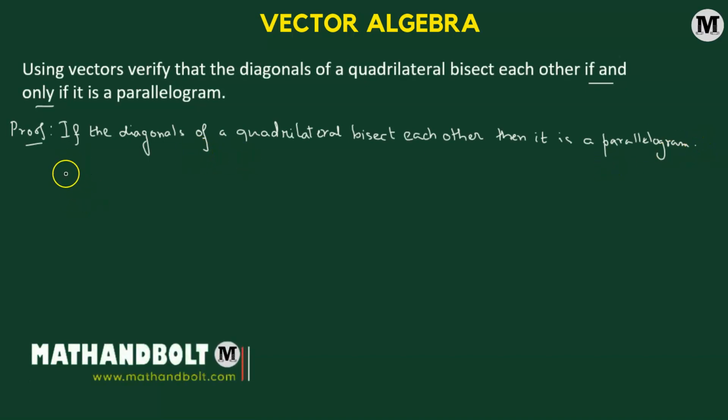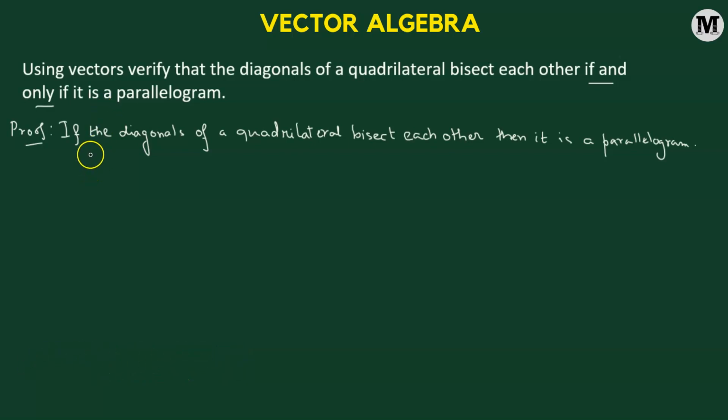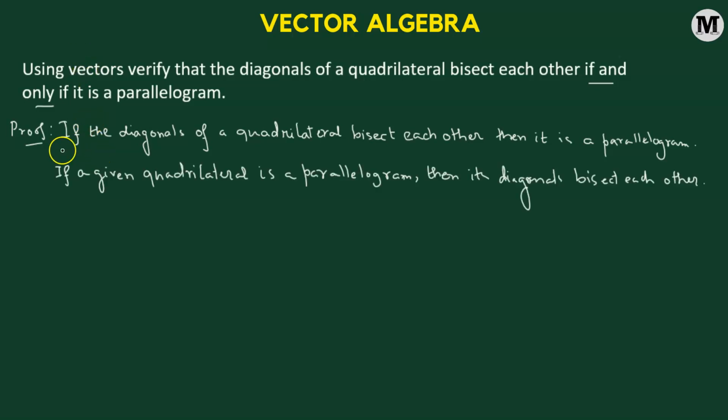We will also need to show that if a given quadrilateral is a parallelogram, then the diagonals of the parallelogram must bisect each other. If we can show both the two statements are true, then the given biconditional statement, the diagonals of a quadrilateral bisect each other if and only if it is a parallelogram, is going to be true. Let us begin with the first part.